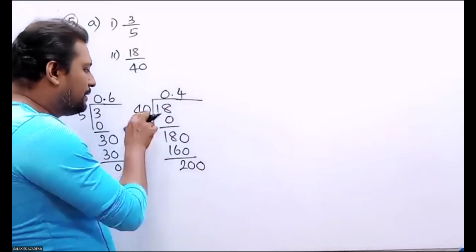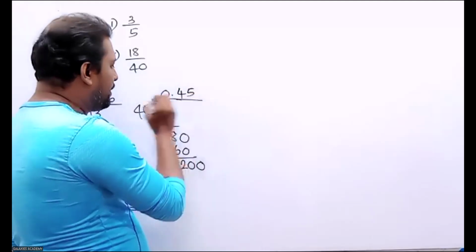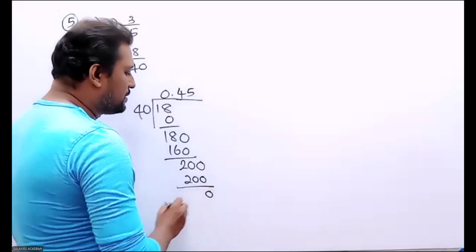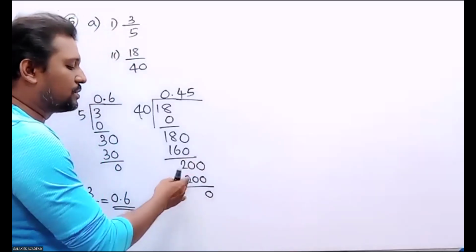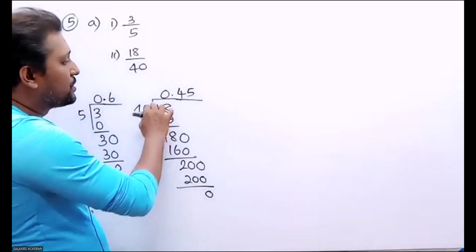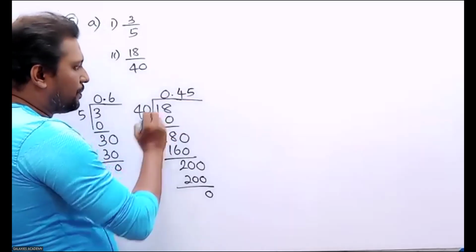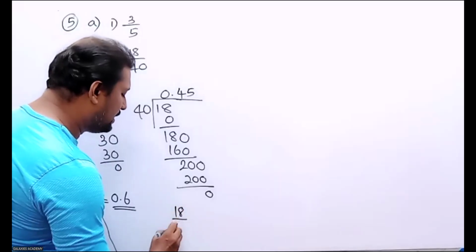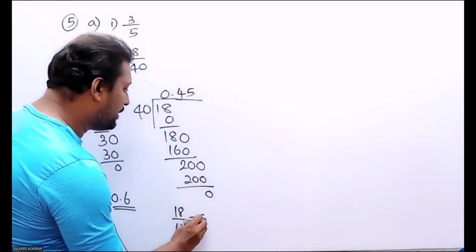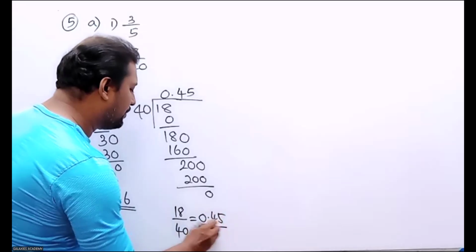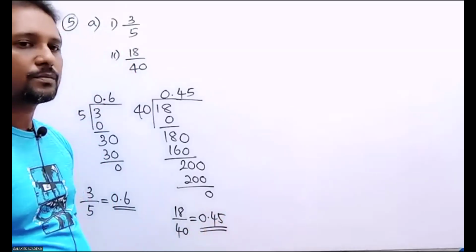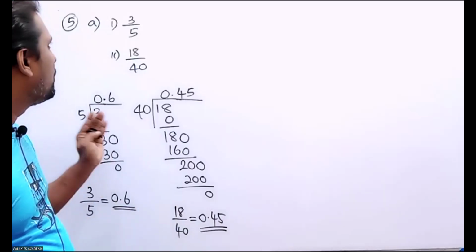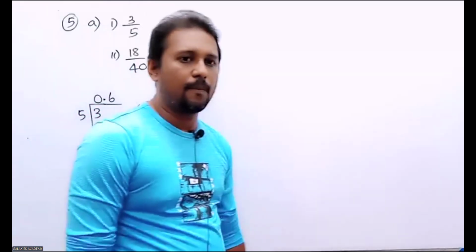Then 200 divide 40, 5. 5 times 40, 200. These two subtraction value is 0. So what is the answer? 0.45. 18 over 40, it is the fraction. Decimal value 0.45. Right, these are the answers for the simple A of the fifth question.